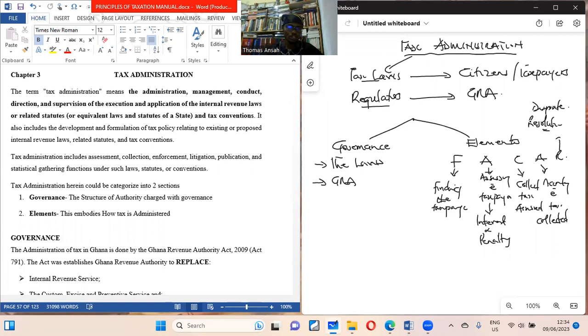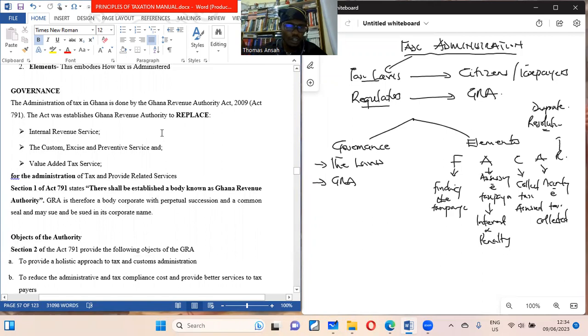So quickly, let's run into it and see how we can complete this section. All right. So first of all, what you need to know is that before 2009, we had the IRS, the Customs Excise and Preventive Service, which we used to call CEPS. Then we had the VAT, Value Added Tax Service. So these were different revenue collecting or administrative agencies in Ghana. Then the late Excellency John Evans Atta Mills, our president, who I think became president in 2008, in 2009 changed the concept of our tax and brought all of them together under one act called the Ghana Revenue Authority Act 2009.